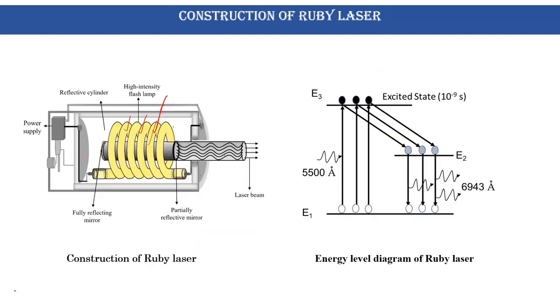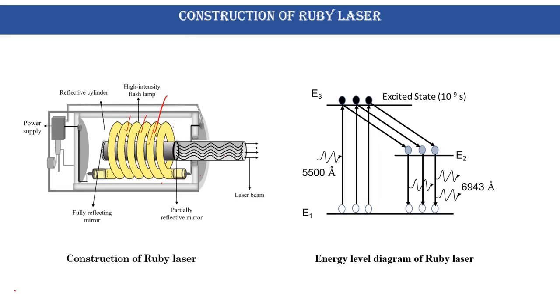Construction of ruby laser. The ruby laser consists of three major components: the laser medium, that is the active medium, the pumping source, and the optical resonator. A single crystal ruby in the form of a cylinder is used as the active medium. It is made up of aluminum oxide doped with chromium ions, and a helical xenon flash lamp is used as the optical source. The active medium is placed inside this helical flash lamp.